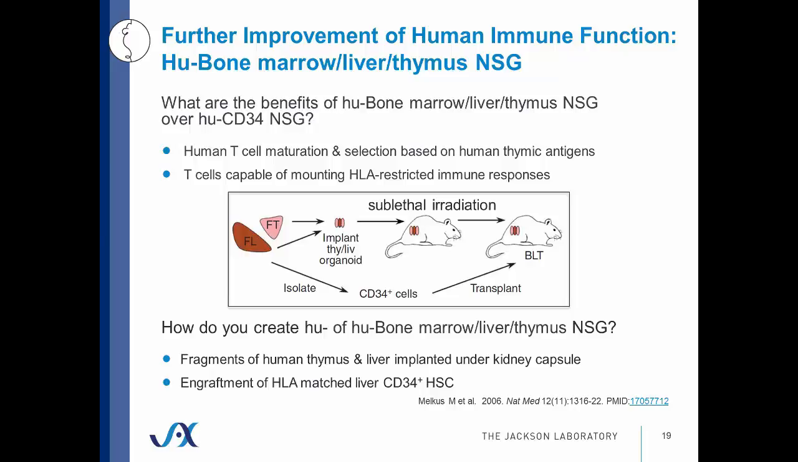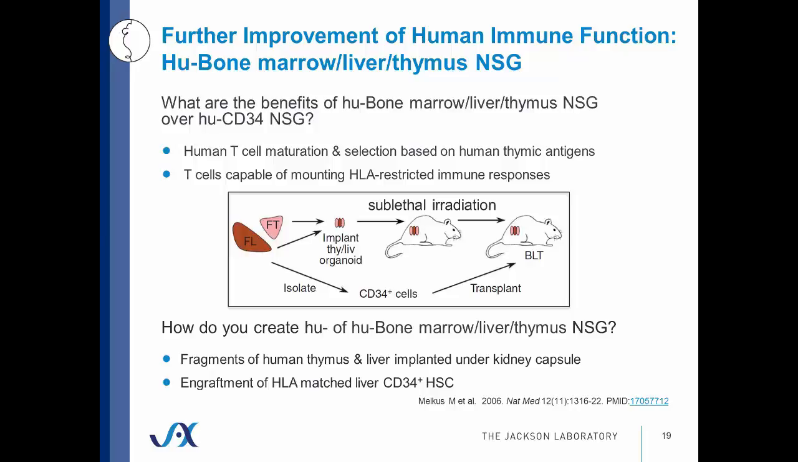So how do you create these mice? Well, what you do first is a surgical procedure where you take fragments of human thymus and liver and implant them under the kidney capsule. Then you use sublethal irradiation to prepare the host, and then engraft the HLA-matched liver CD34 positive HSCs obtained from the same source of liver into these mice. So they are completely allogeneically matched to the liver populations which will be engrafted.